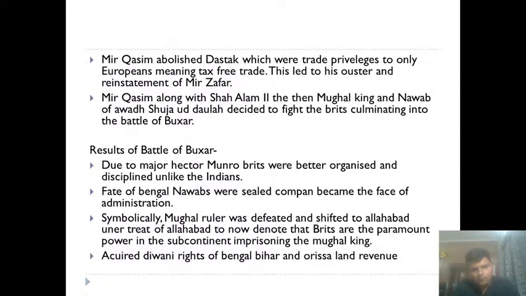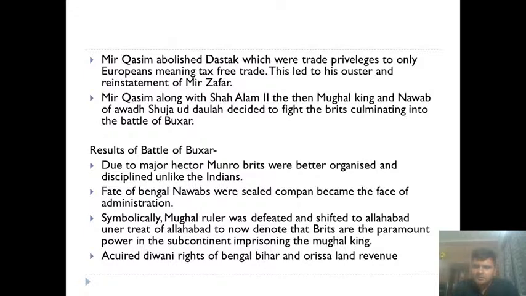Okay, so what happened is there were two treaties signed. One treaty was signed between Shah Alam II and the Brits. This was called the Treaty of Allahabad. According to this treaty, the Mughal king was made to transfer from Delhi to Allahabad so that they could denote that they are now the rightful owners after the Mughal ruler, and the British simultaneously acquired Diwani rights of Bengal, Bihar and Odisha land revenue. This was the first land revenue act that they got.